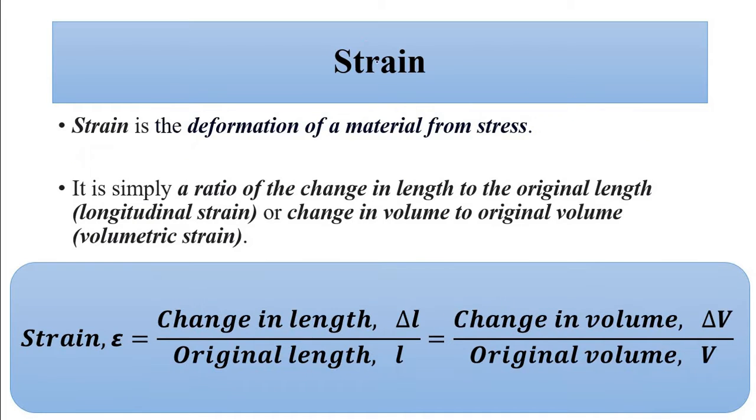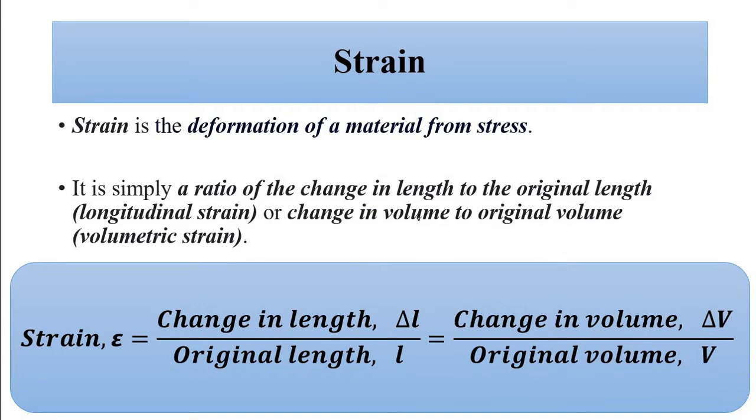Then we have strain, which is the response of the material to the applied stress or pressure or force. It is the deformation or change in dimensions of a material as a result of the applied stress. As I said, it can happen through change in volume or change in length. In that way we can measure the changes that have happened in the material because of the applied stress.